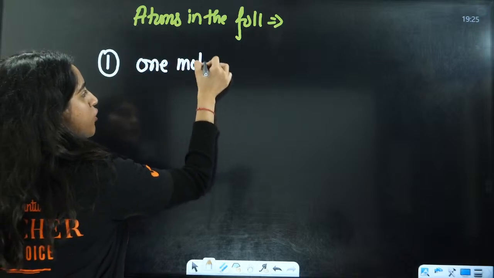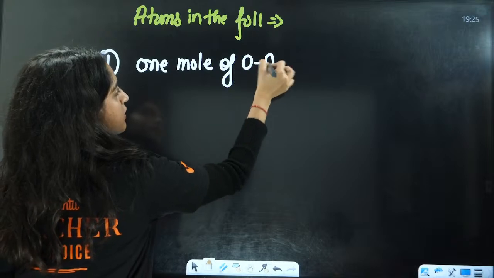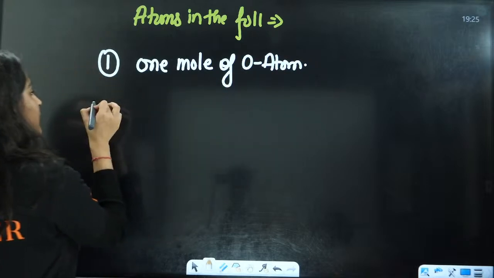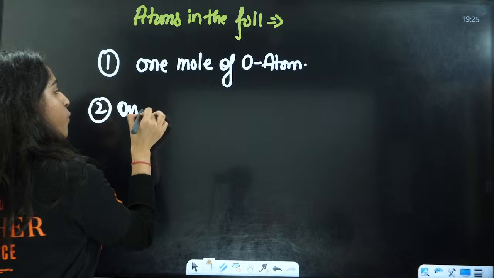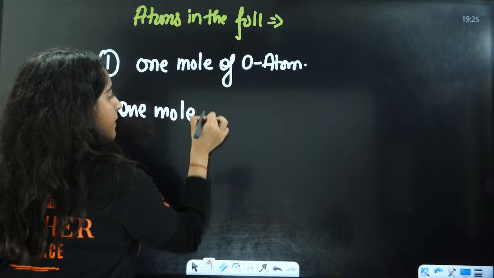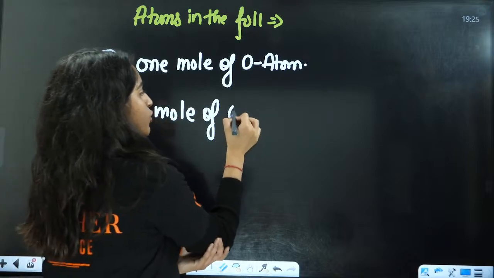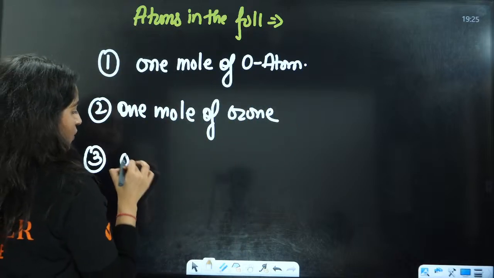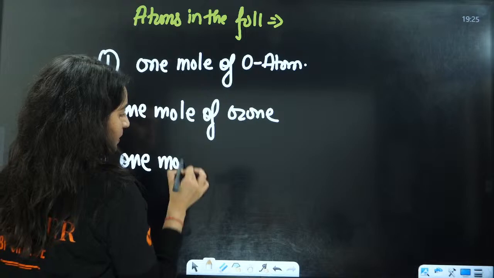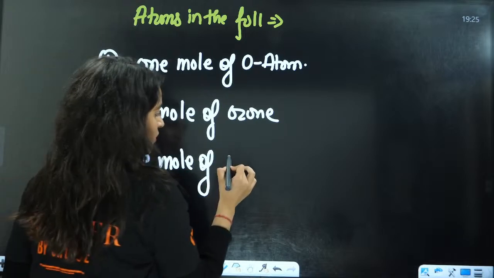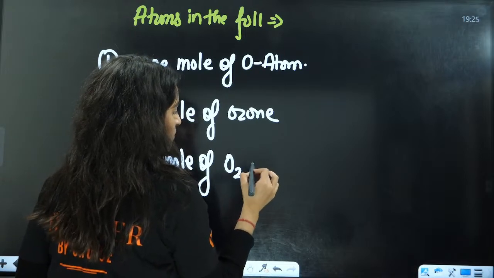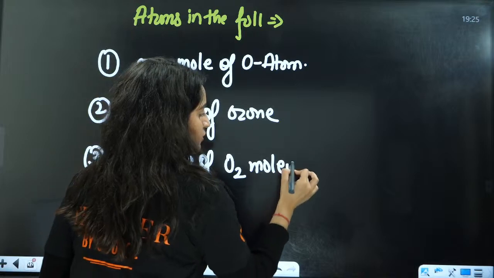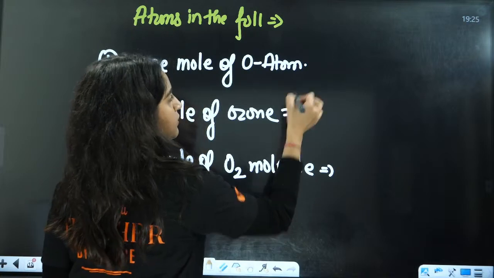1 mole of oxygen atom. Second is 1 mole of ozone. Next is 1 mole of oxygen molecule. Right? Okay.